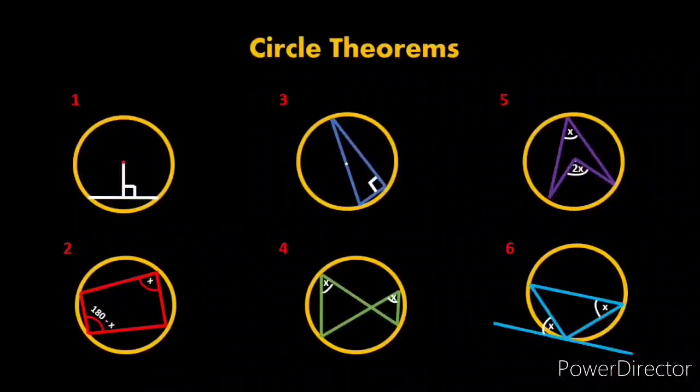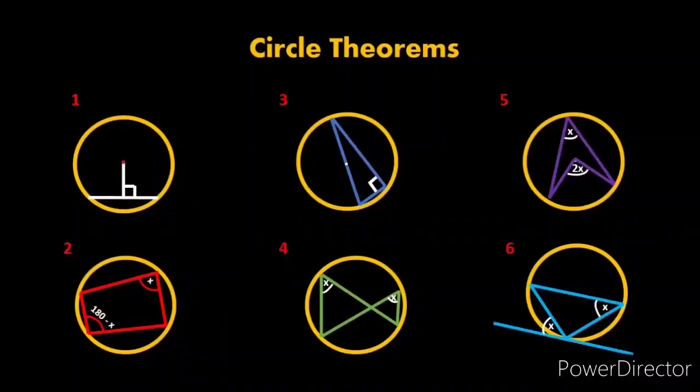Number 6. The angle between a tangent and a chord is equal to the angle in the alternate segment. This is called the alternate segment theorem. As we can see, we have a tangent connected to a circle, and we have 2 chords that are connected to that tangent. The angle between the chord on the left and the tangent is x. And as you can see, the alternate segment angle is also x. Therefore, if our angle was on the right of that tangent and the chord, then our alternate angle would have been on the left side.